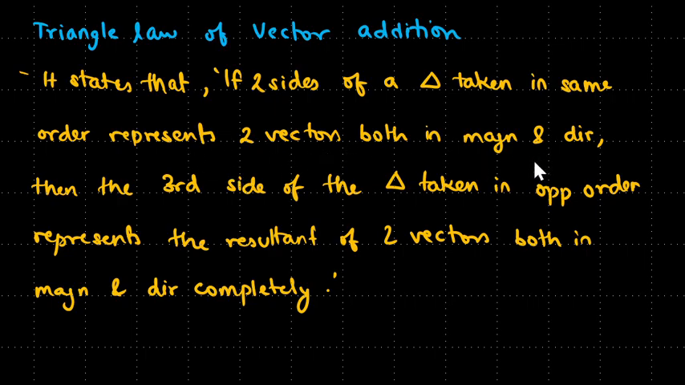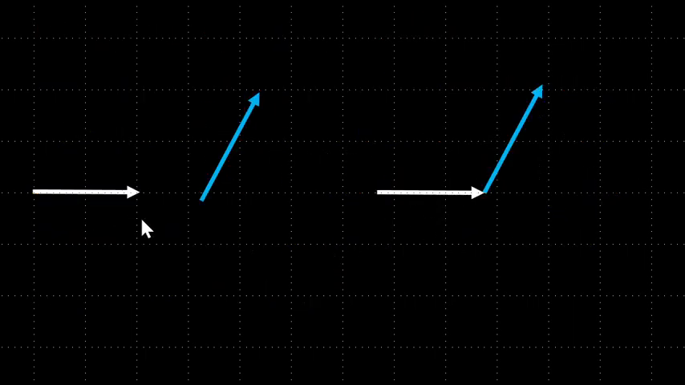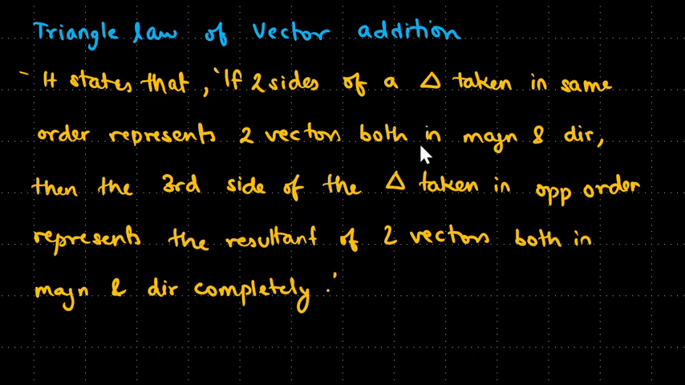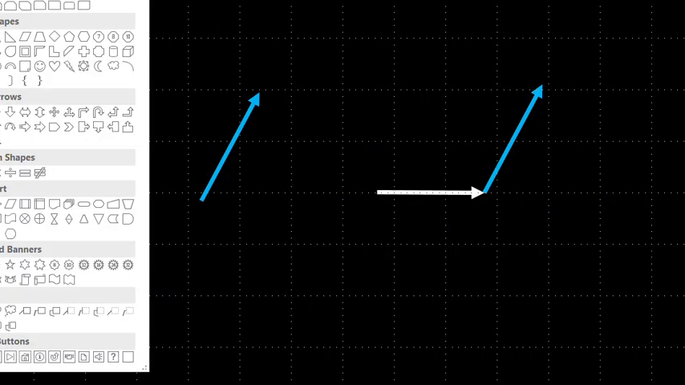So let's go back to the definition. Two vectors, magnitude and direction. So I did not change the magnitude nor the direction. I only moved it by parallel transformation. And I represent it by two sides of the triangle. But since this is a triangle, let's complete the triangle and see what we get. Also, the second part says the third side of a triangle taken in opposite order represents the resultant of the two vectors both in magnitude and direction completely.